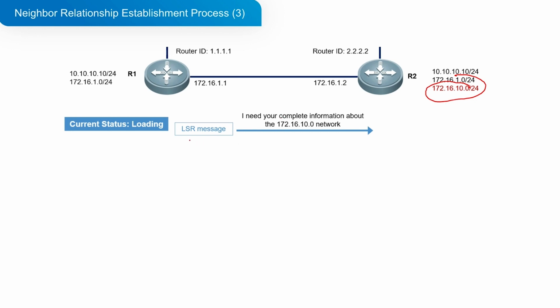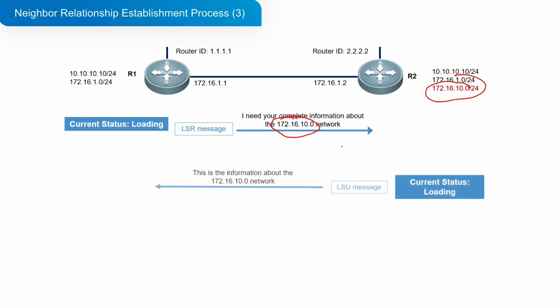get the segment? So I will send the LSR message, and R1 will send the LSR to request this segment. I need your complete information about the 172.16.10.0 network. Please give me. And R2 receiving this LSR message will answer with the LSU message. Actually, we know the LSU includes the detailed LSA information, right? It's detailed information in the LSU message.